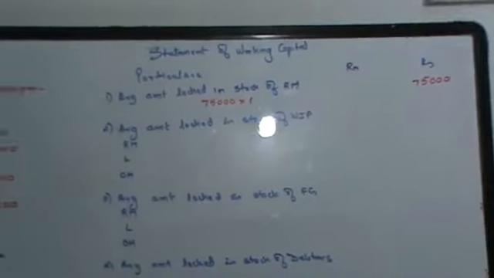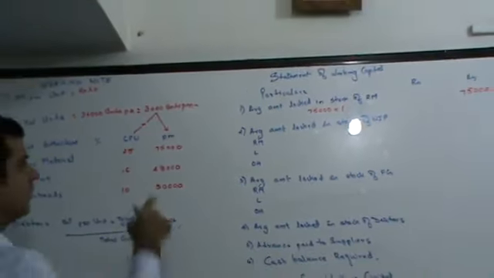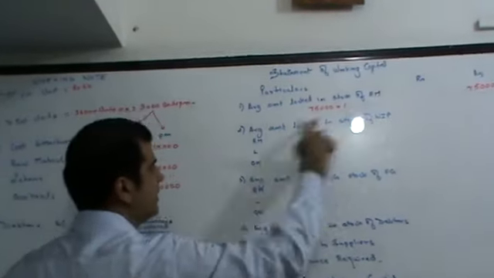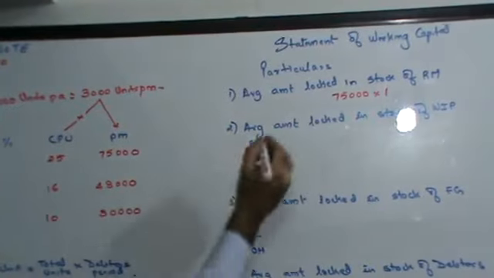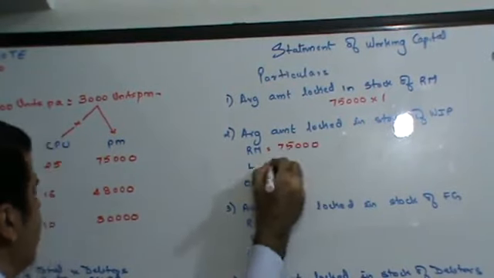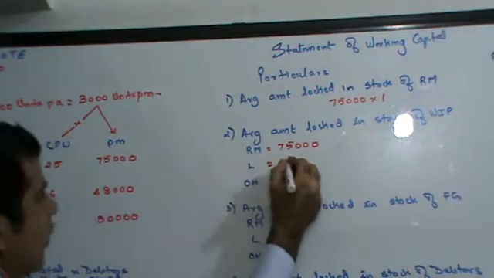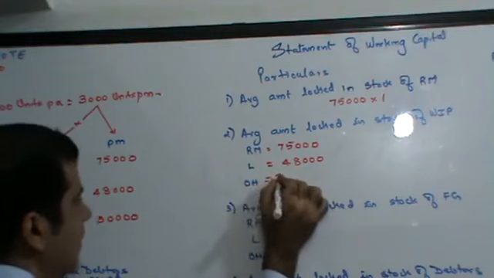Next, work in progress. They've given you that the process period is 1 month. Now, work in progress is made up of raw material, labor and overheads. Raw material we know is 75,000, we have just calculated. Labor is 48,000 and overheads is 30,000.